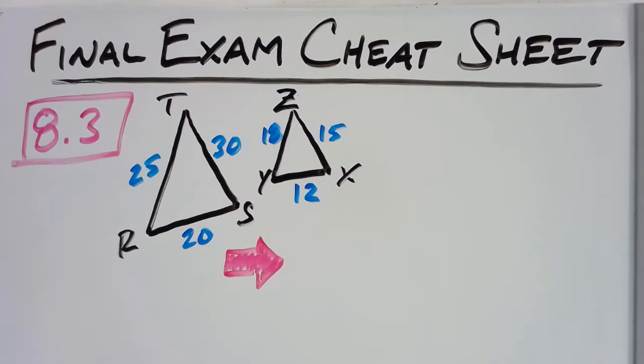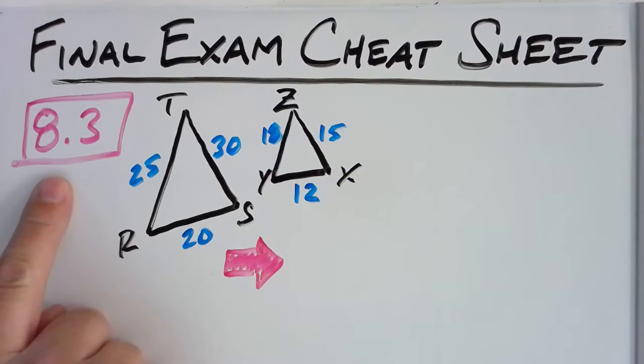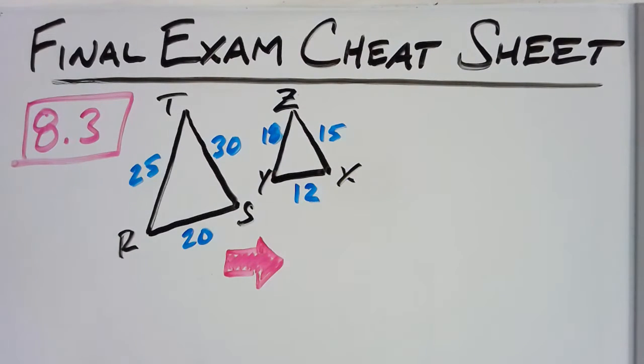All right, final exam cheat sheet, picking up here with problem number 8 on our final exam. In this clip, numbers 8 and 9 on our final exam are both going to come from the exact same chapter and section, Chapter 8, Section 3. This Chapter 8 unit dealt with similarity.